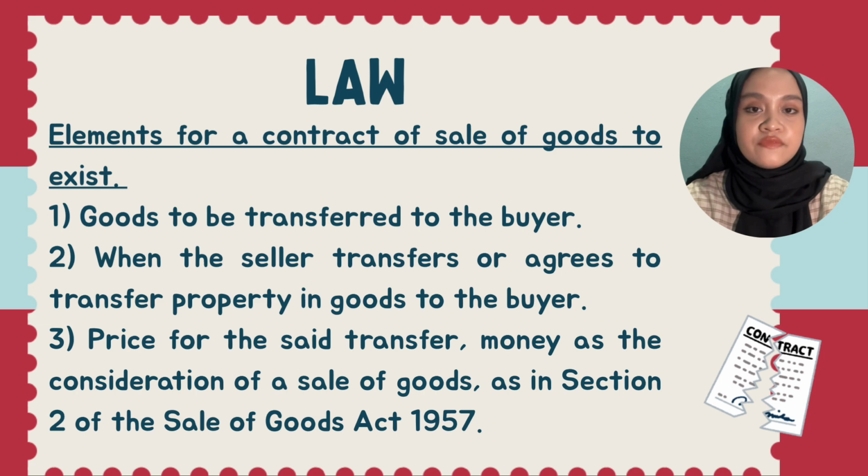There are elements of a contract of sale of goods to exist. The first element is goods to be transferred to the buyer. Secondly, when the seller transfers or agrees to transfer property in goods to the buyer. And lastly, price for the said transfer, money, as the consideration of a sale of goods as in Section 2 of the Sale of Goods Act 1957.